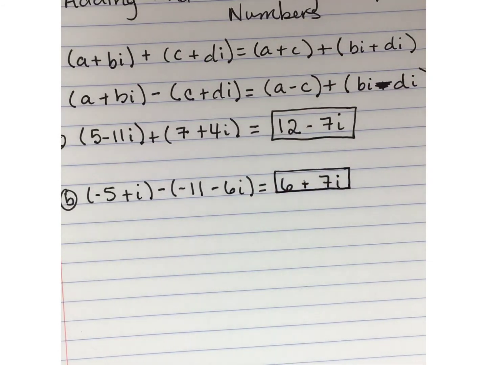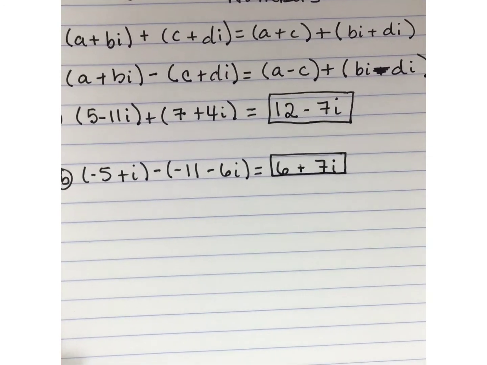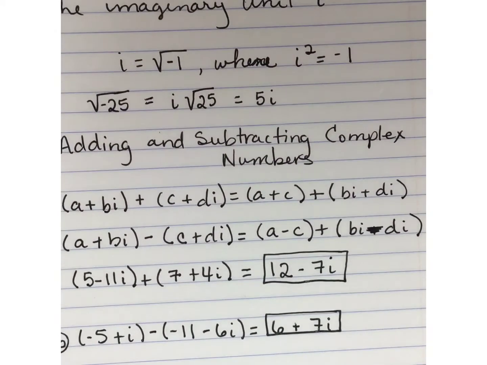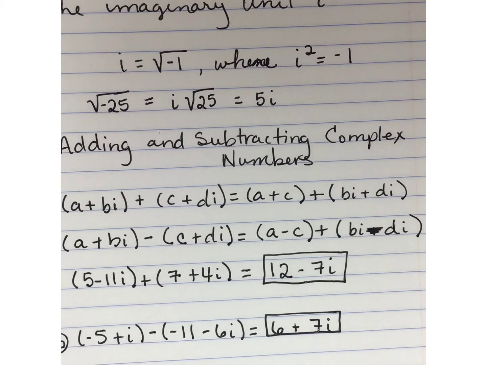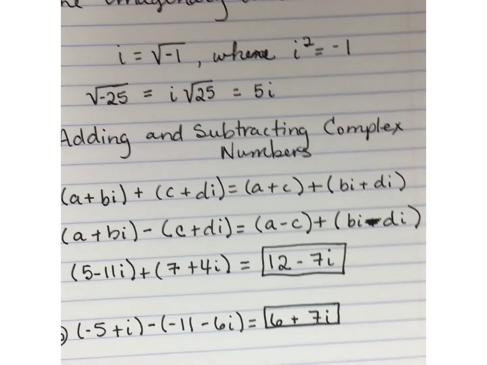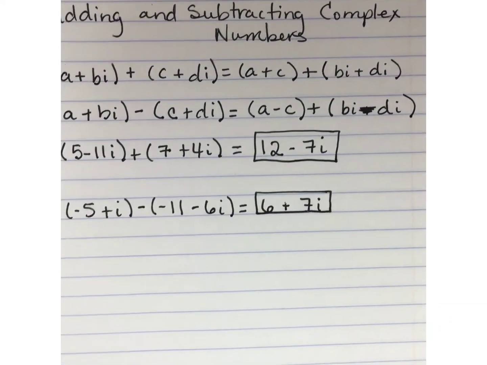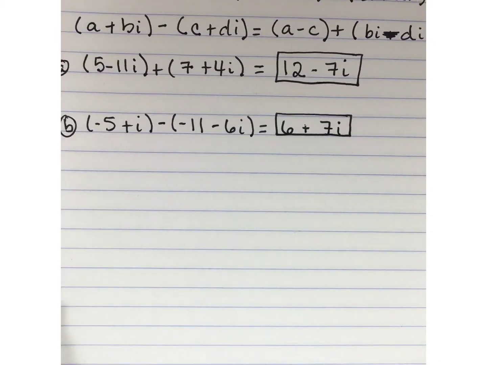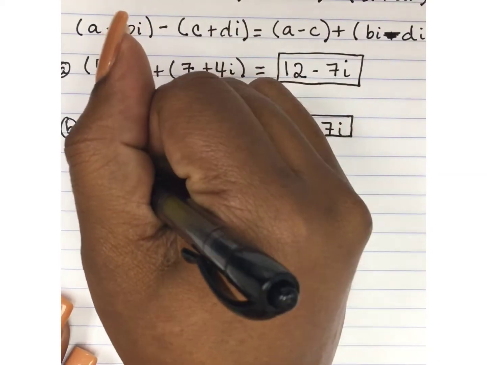Now that's when we're adding and subtracting complex numbers. But what about when we multiply them? When we multiply them, we may have to bring in this definition where i equals the square root of negative 1, or i squared equals negative 1. We may have to bring that into place now. So let's look at when we multiply complex numbers.